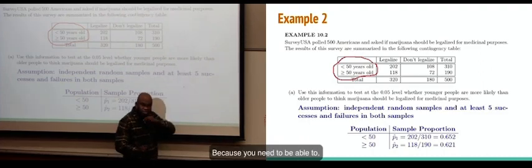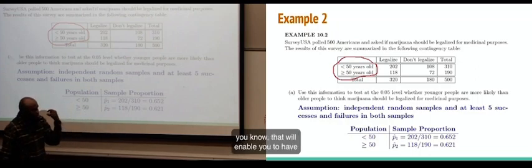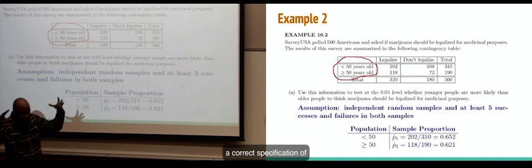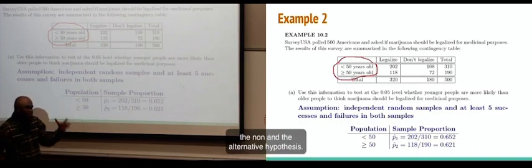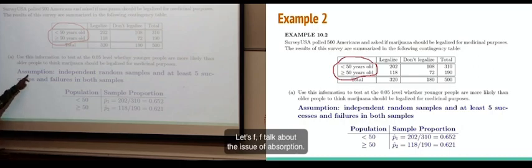Okay? Because you need to be able to watch out for some words that will enable you to have a correct specification of the null and the alternative hypothesis. But I'm still going to come to that. Let's first talk about the issue of assumptions.